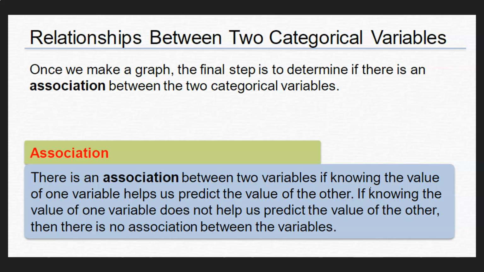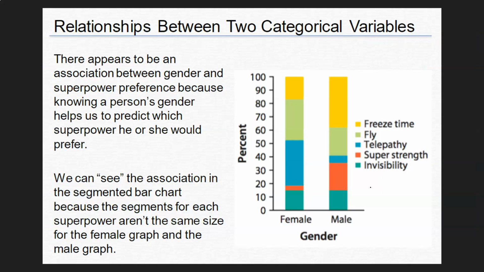So the whole point of making that graph is to determine if there is an association between the two categorical variables. Think back to our original example about anger and heart disease. We would want to track that and see, is there some association between someone's anger level and their heart disease? There is an association between the two variables if knowing the value of one variable helps us predict the value of the other. If knowing the value of one variable does not help us predict the value of the other, there's no association between the variables.